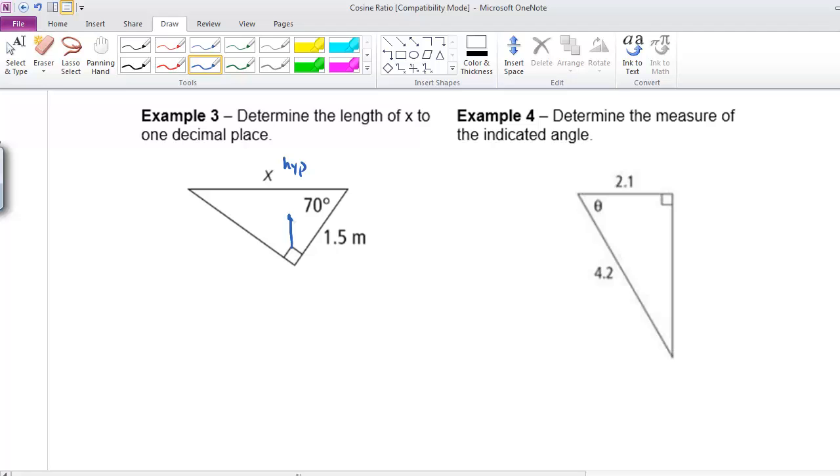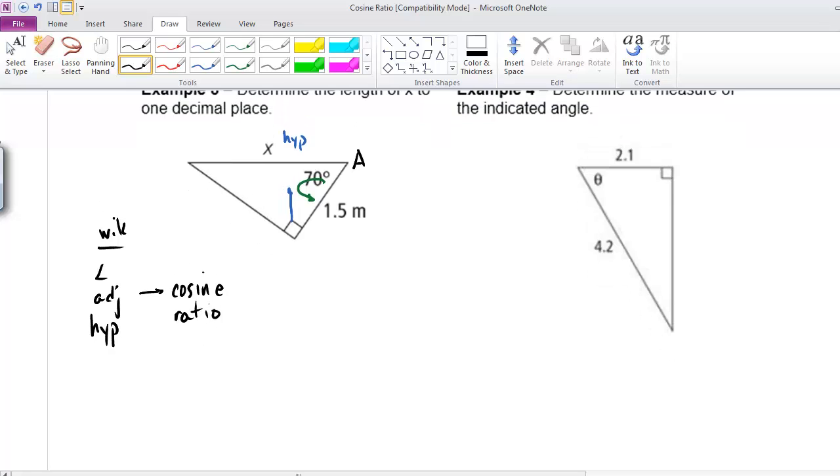Right away, in my head now, I'm going, oh, well, I'm not using the tangent ratio. But let's go through our process. What I know. Well, I'm going to call this angle A. I know an angle. I know a side adjacent to that angle, and I want to know the hypotenuse. And again, what that does is that points me to the cosine ratio. This is why it's important to write down what I know.